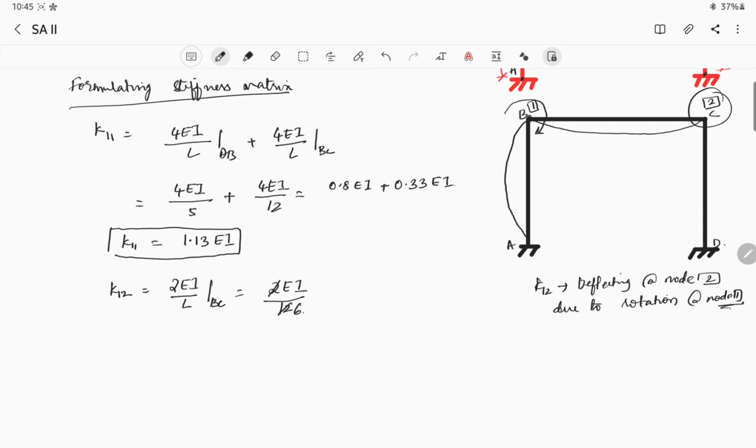So 2 ones are 2, 2 sixes are 12, so 1 by 6. 1 divided by 6 is equal to 0.167. We can write 0.167, or else with two decimal numbers only, 0.16 EI. So K12 is equal to 0.16 EI. This is what we got for K11 and K12. Now what do we do?